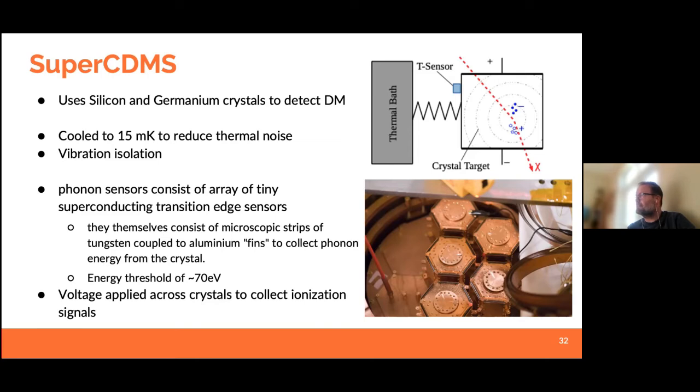So if you remember when I talked about the liquid xenon detectors, we were talking sort of several kilo electron volts, right? So the sensitivity here is very different. They can pick up much smaller signals.